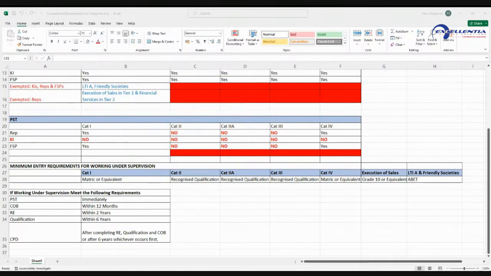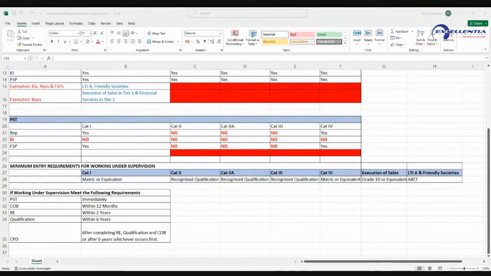Then let's move now to people who are working under supervision in terms of the timeframes that apply to them, and within how long a time they are supposed to meet the requirements they are exempted from. Remember, when a person is working under supervision, they are exempted from 4 things and not 3 elements, and not 5 elements. They are exempted from class of business, RE, qualification, and CPD.